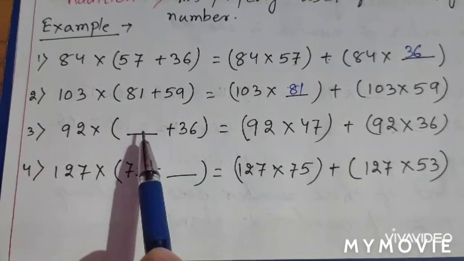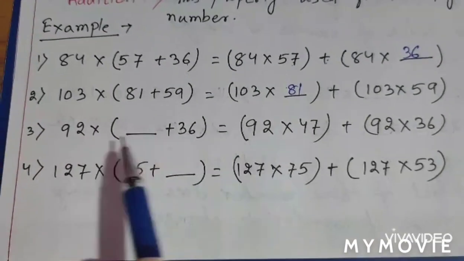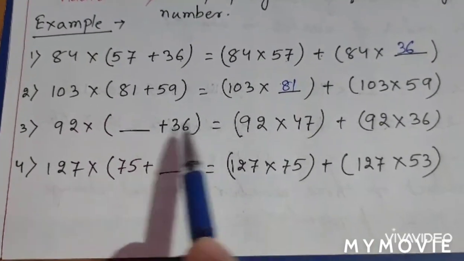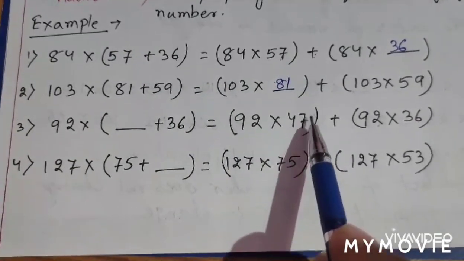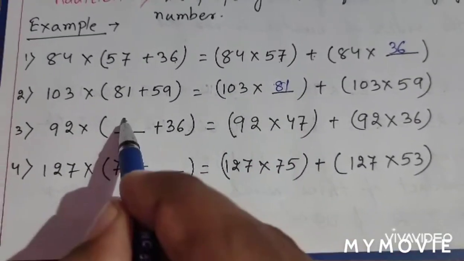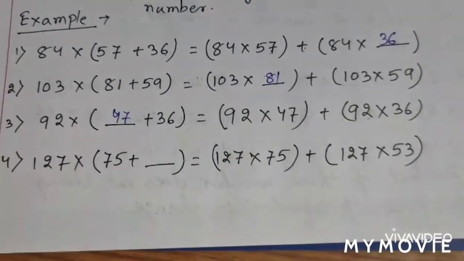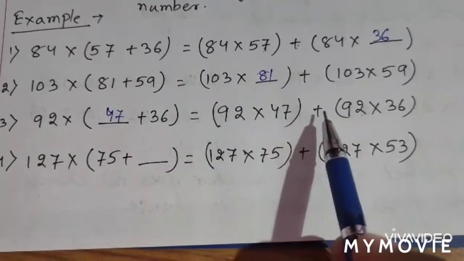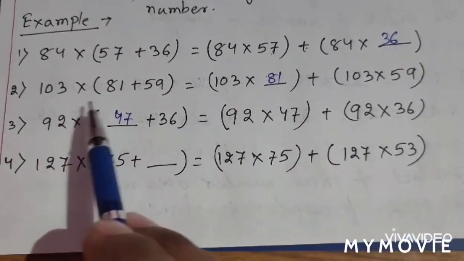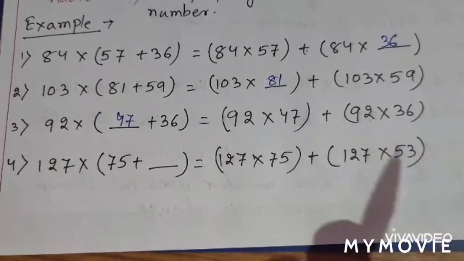But this number will be what? Just see, 92 is multiplied with which number? First number. Yes or no? This first number is what? 47. Right, 47. The plus symbol is given, I have written over here. Then 92 into 36 I have written over here.